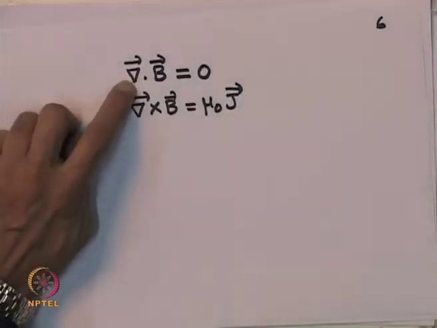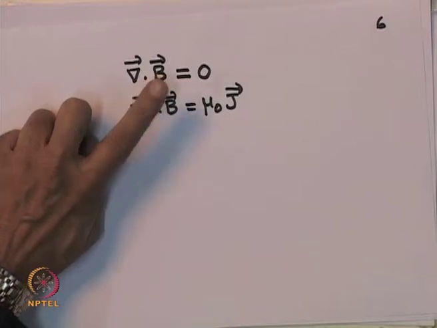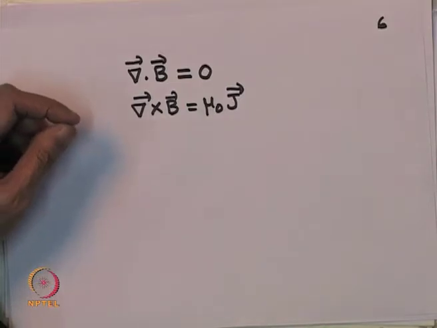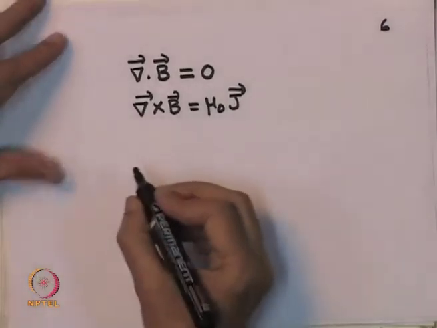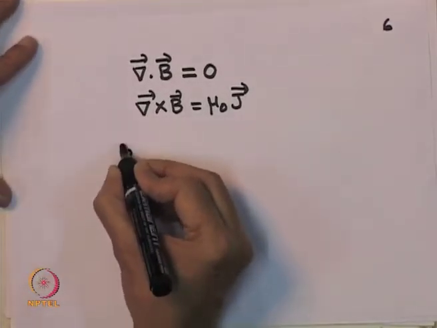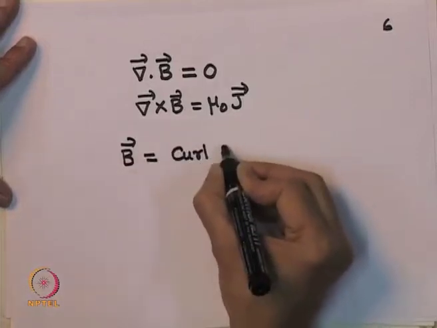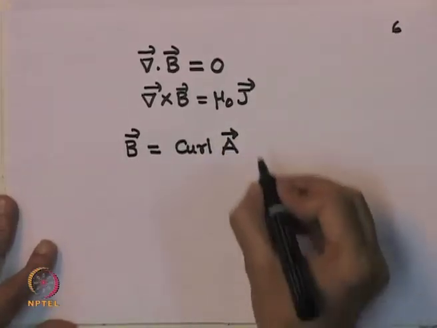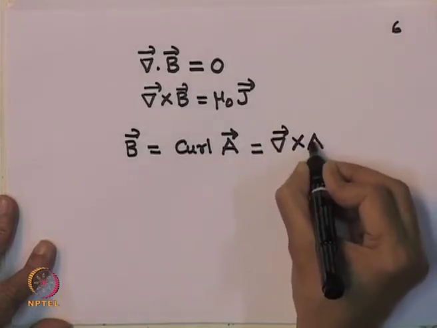If you look at the following fact, that since divergence of B is equal to 0, I should be able to write B as curl of something, because div curl is always 0. So, what I do is this: I define a vector potential A by saying that curl of A, which is the same as del cross A, gives me the magnetic field.